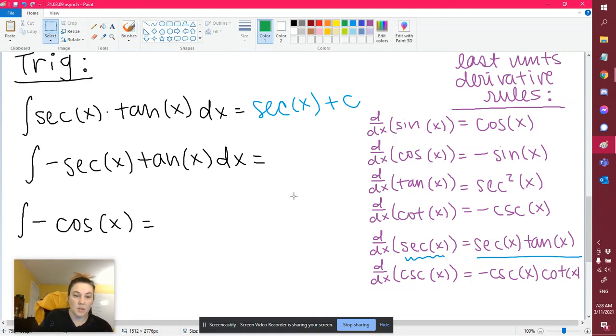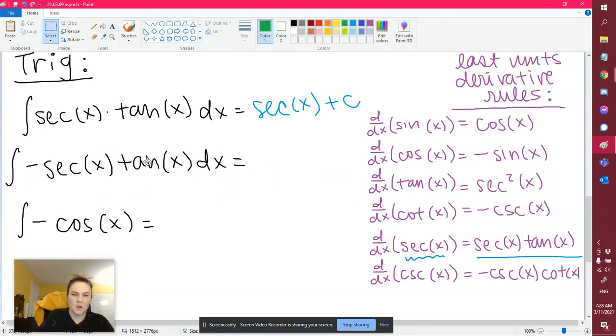And now we look at something where we say, okay, let's find negative secant tangent on the list. Wait, negative secant tangent isn't on our list. All we have is this regular secant tangent, right? If our last unit's rules say it's positive, but our problem says it's negative, we just do the negative of whatever it would have been. So this is negative secant plus c.